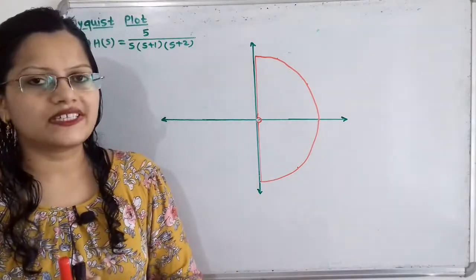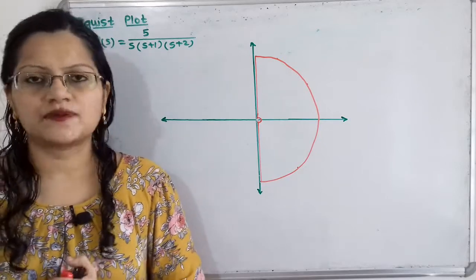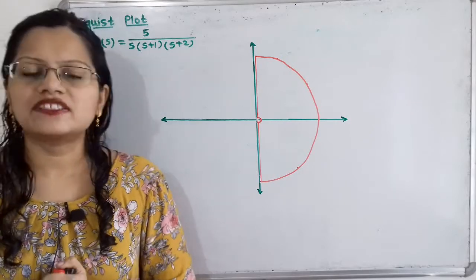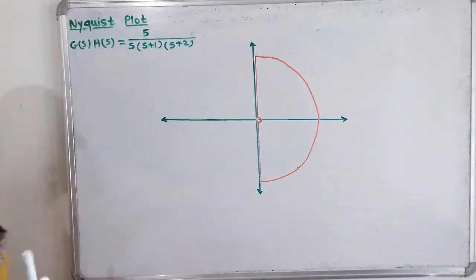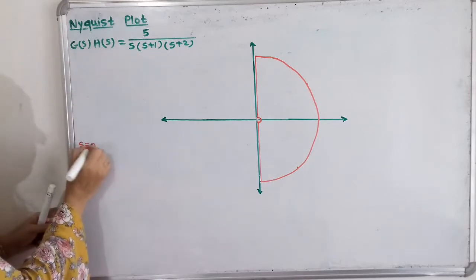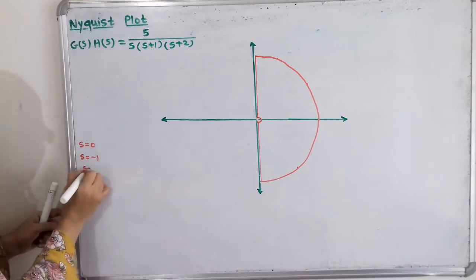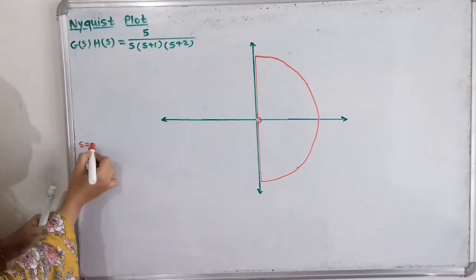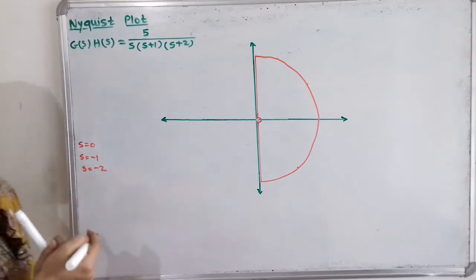Now we have to first determine how many poles and zeros there are for this given transfer function. So the s term is in the denominator, so we will equate the denominator to 0 and we will get the number of poles. When we equate this to 0, we get s is equal to 0, then s plus 1 is equal to 0, that is s is equal to minus 1, and s is equal to minus 2. That means there are three poles. One pole lies at the origin and the other poles lie at minus 1 and minus 2.